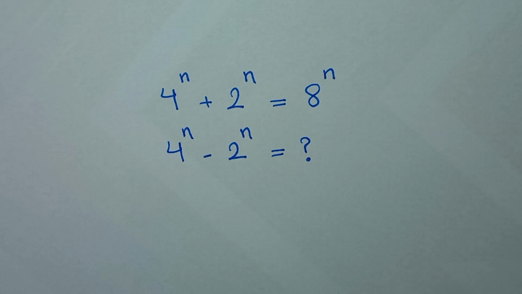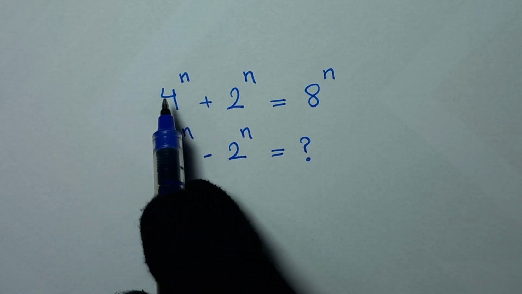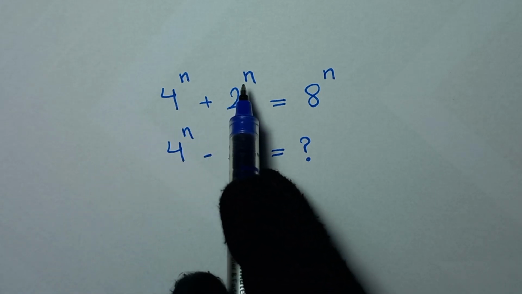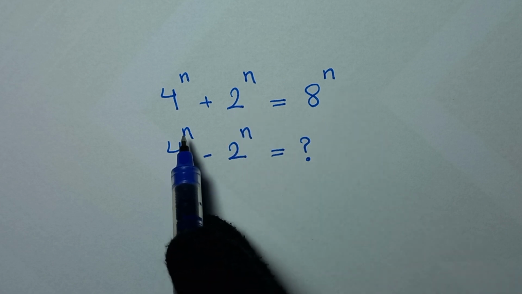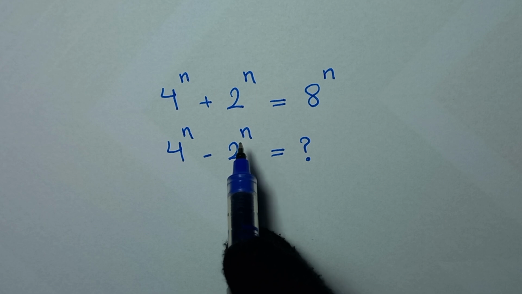Hello my friends, you're welcome to solve this math problem, which is 4 to the power of n plus 2 to the power of n is equal to 8 to the power of n. To find the value of 4 to the power of n minus 2 to the power of n.